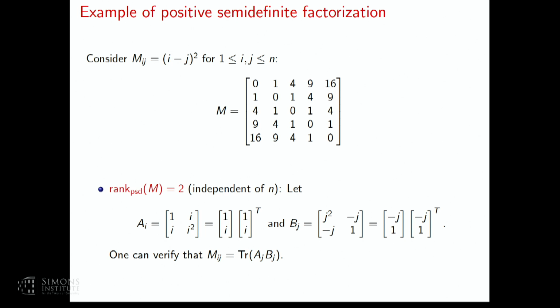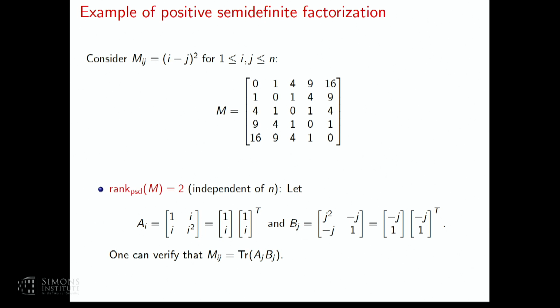Let's look at this matrix M. It's not a slack matrix, it's just to play around a bit with this notion of PSD factorization. This is the matrix (i minus j) squared. The ith and jth entry is (i minus j) squared. So this is how the matrix looks. You can show that the PSD rank of this matrix is equal to 2 independently of n, of the size of the matrix.